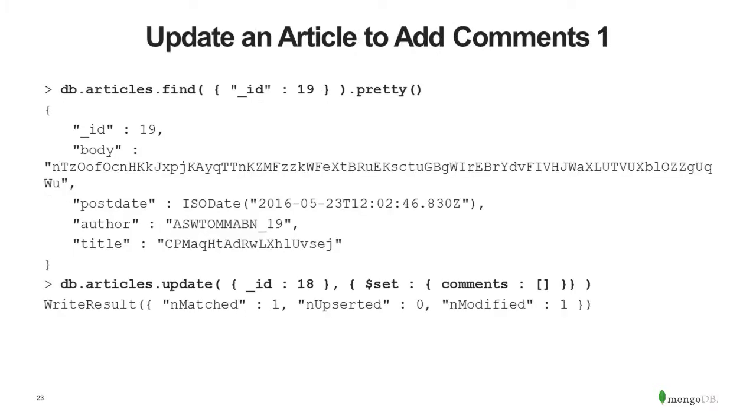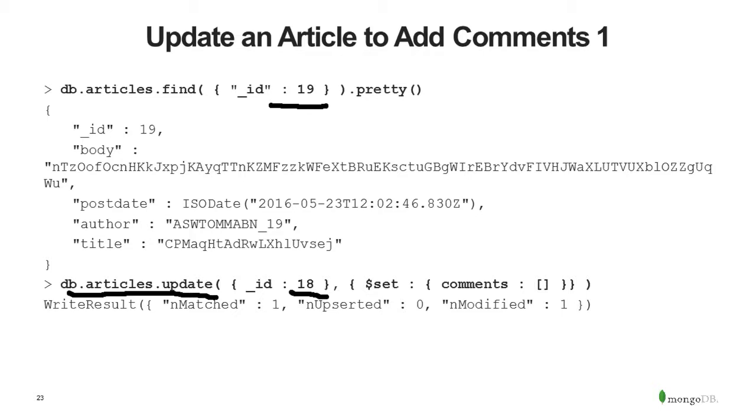So now, let's update an article to add comments. So we find the article ID 19 that matches the 19 ID, and this has a random body as before, a random post date, a random author, and a random title. And now what we're going to do is update this article. So we're going to do db.articles.update, again with ID 19, and we're just going to set a new field.